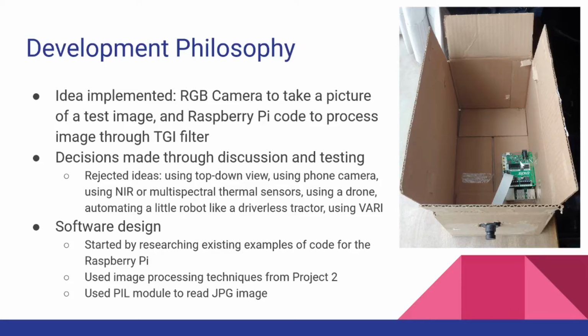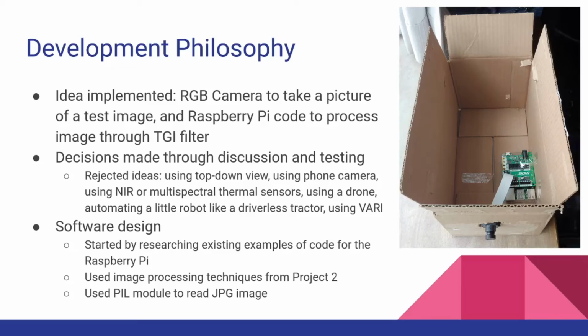One of these design changes that came very late in the design process was using the TGI index instead of the VARI index. That came about just because the VARI index wasn't performing as we expected it to, and we knew from our research that the TGI index could produce similar results, and the VARI wasn't exactly working in our software.